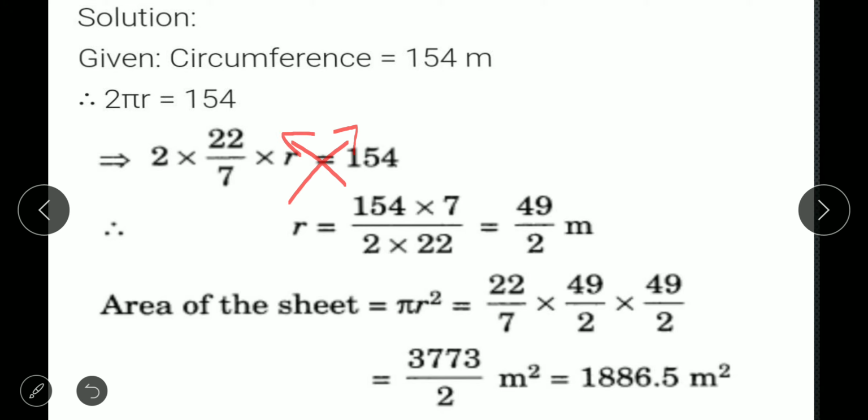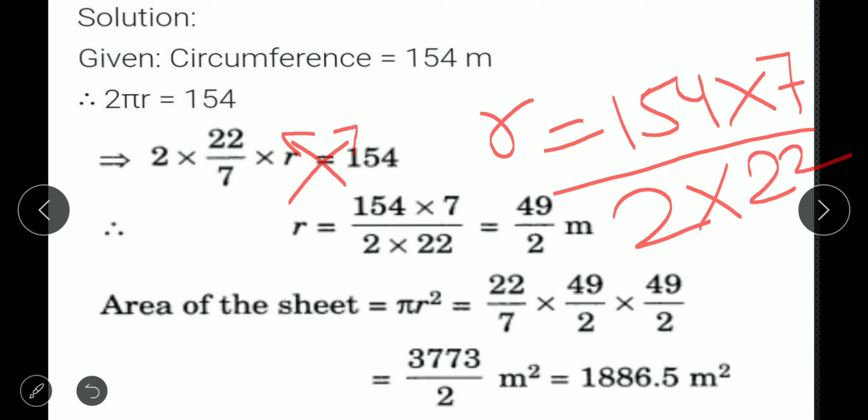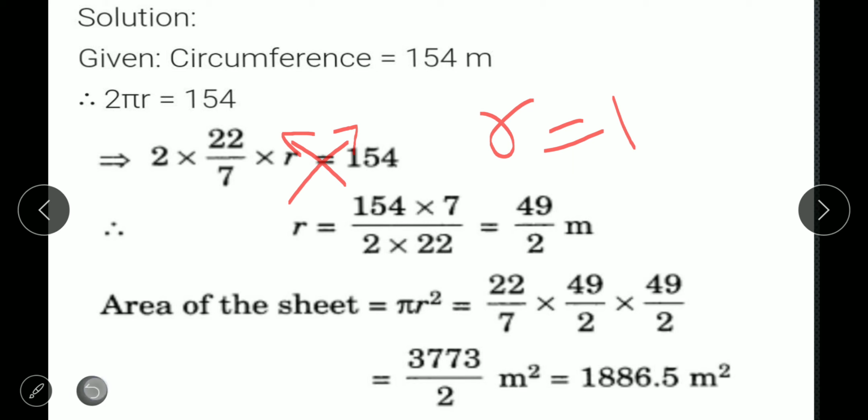Then 154 goes with the 7, and the numbers with r, the 2 and 22, will move into the denominator. Whatever numbers are with the variable whose value we have to find will move into the denominator, because the unknown value we have to find, we leave it alone. Okay, now understood how to arrange.